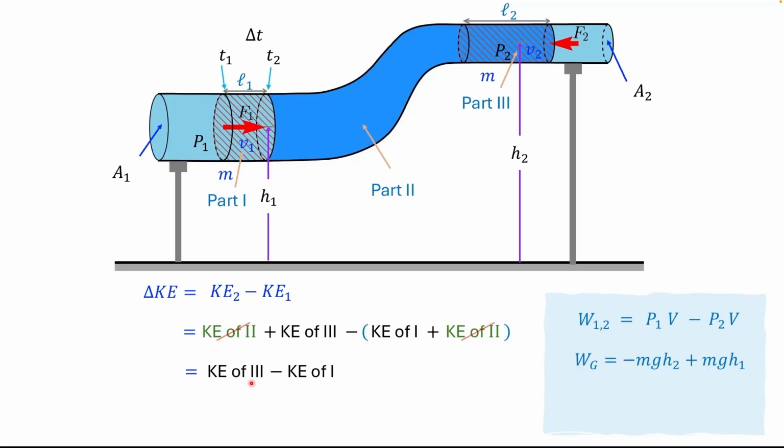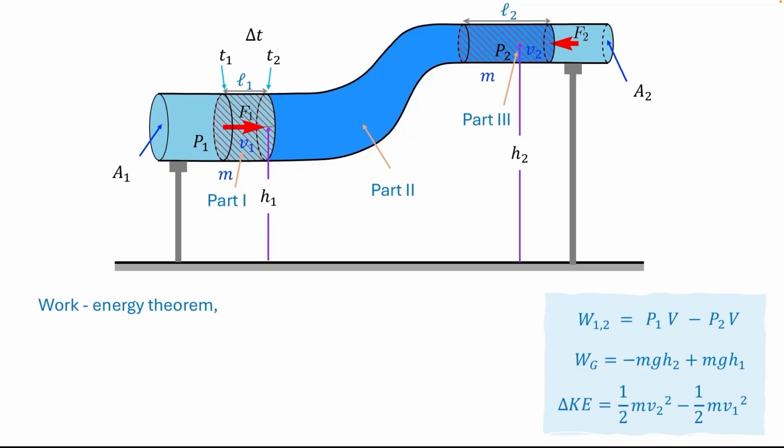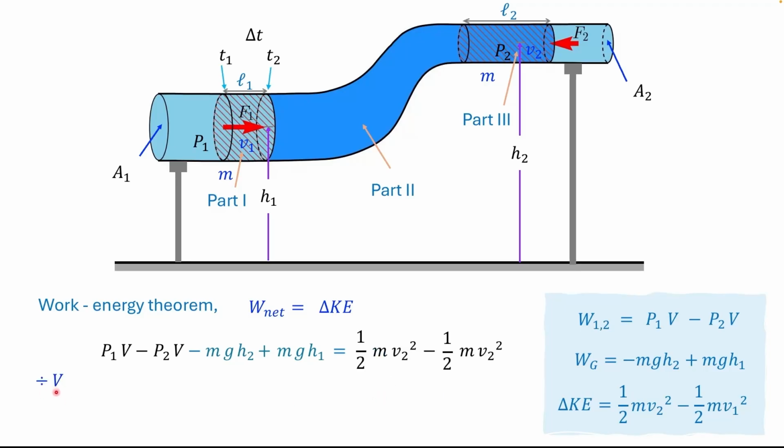The speed of the fluid in part 3 is v2. So the kinetic energy of part 3 is 1/2 m v2 squared. And in part 1, the speed is v1, so the kinetic energy is 1/2 m v1 squared. This is the change in kinetic energy of the object. Now, let us go back to the work-energy theorem. Net work done on the object, the sum of these two works, is equal to the change in kinetic energy, which is this. Now divide the equation by V.